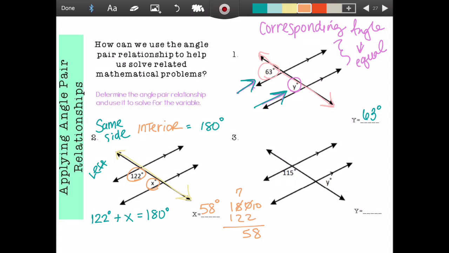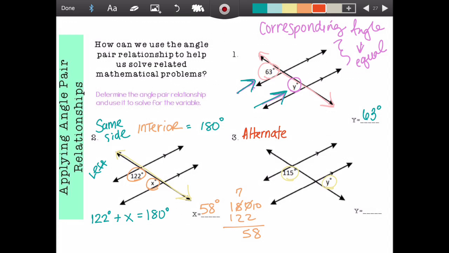All right, number 3. Again, let's pay attention to where the angles are located. First things first, I'm going to circle this 115 degrees, and it wants me to find y. I notice that they are on opposite sides of the transversal, so that means they're going to be some sort of alternate, because remember, alternate is the same thing as opposite.